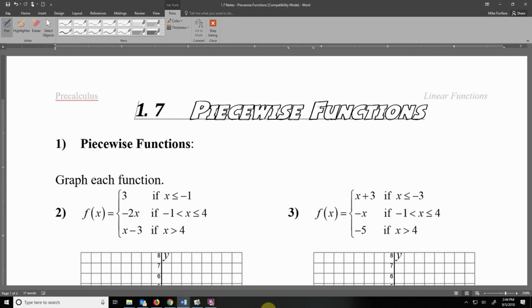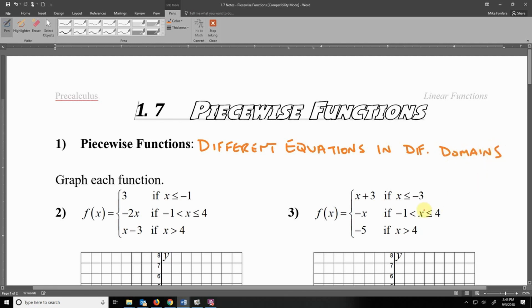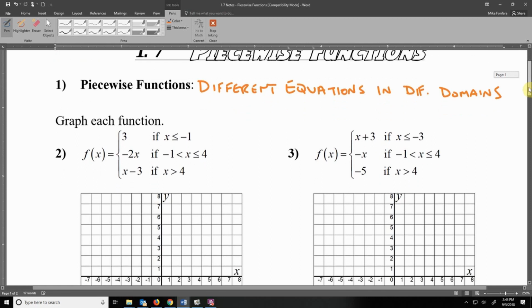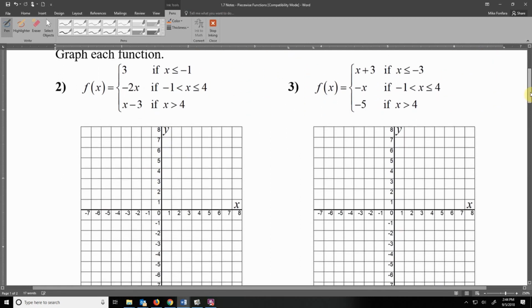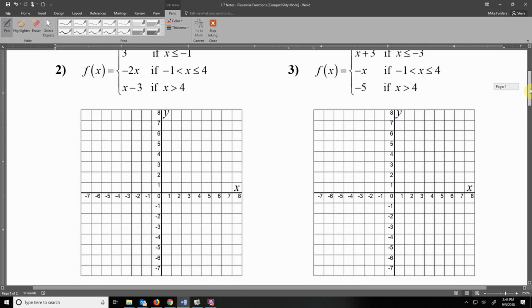Hey guys, today we are going to graph piecewise functions. Piecewise functions are different equations used in different domains. What it ends up looking like is a function or a graph that comes in different pieces. Okay, so we're going to graph these functions.